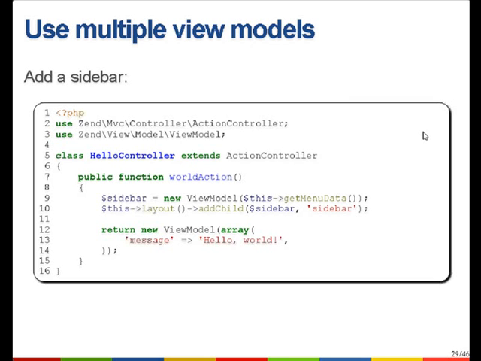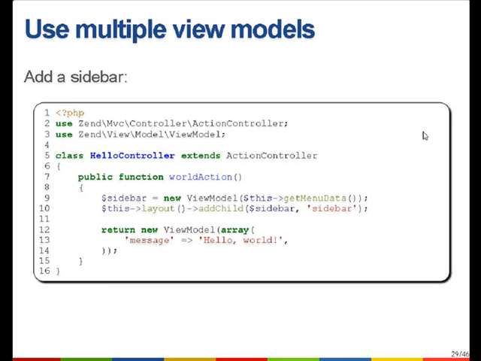So in lines 9 and 10, we do exactly that. We create a new view model and we populate it with data. We'll pretend that there's a get menu data method or something like that within the controller. And we'll grab that data and it will become the variables for the view model. And then we grab the layout and add a child. So you'll see here, add child. We're using the $sidebar that we assigned in line 9, and then we're assigning it to sidebar. So basically, it's going to capture the content of that to the layout variable sidebar, which we can then simply echo out within the layout itself.